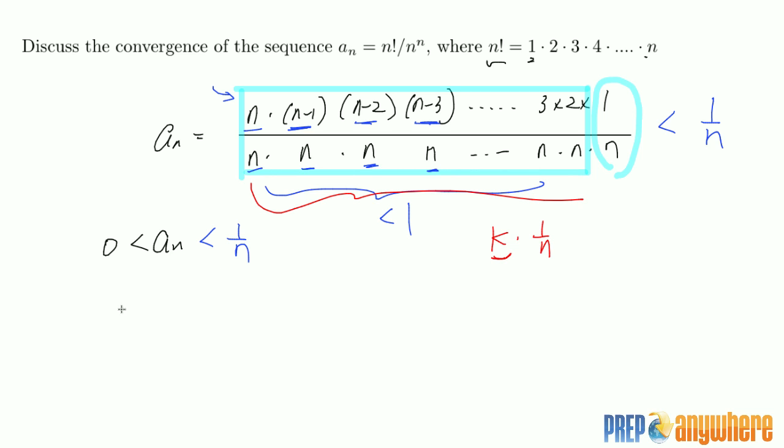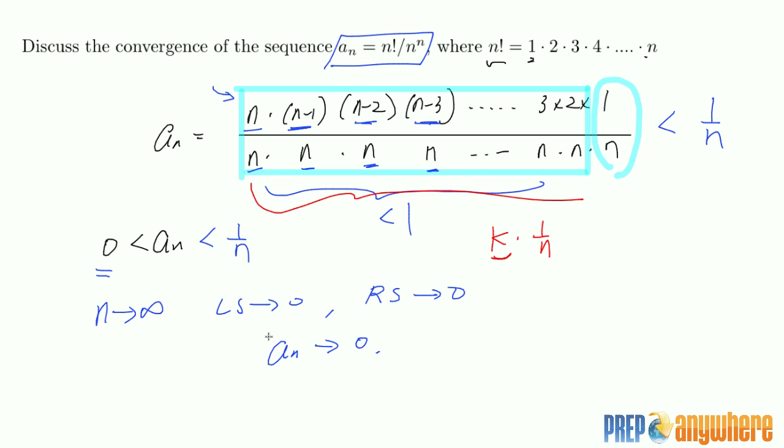Now let's make n approach infinity. You can see the left side is approaching 0 and the right side is approaching 0. So by Squeeze theorem, a_n also must be approaching 0. Okay, so we simplified a very complicated looking expression using Squeeze theorem and found the limit.